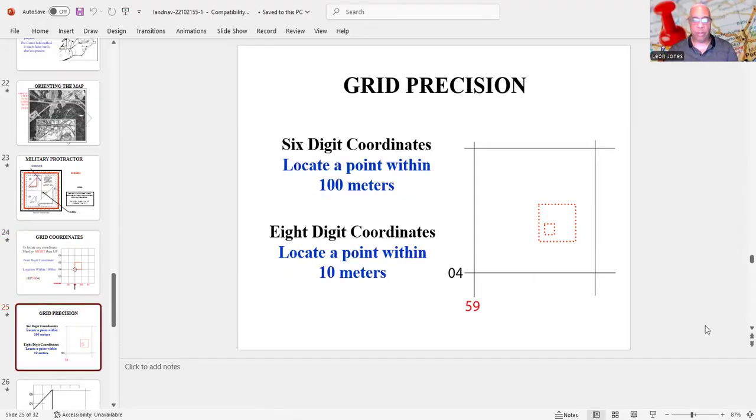Grid position. 6-digit coordinates locate a point within 100 meters. 8-digit coordinates locate a point within 10 meters. So again, for grid position, you have 6-digit coordinates, which locate a point within 100 meters. And with 8-digit coordinates, you're going to locate a point within 10 meters.